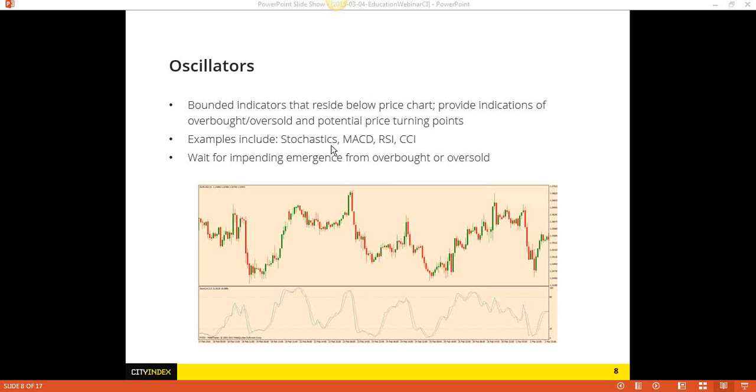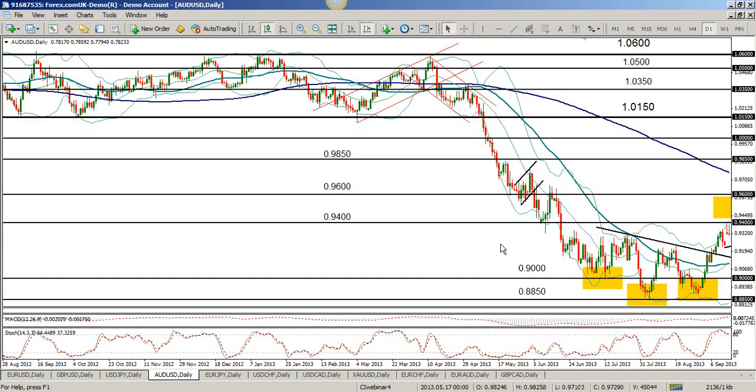But basically, what I'm using this for, again, is I'm waiting for an emergence from overbought or oversold. I'm not looking for the oscillator to go into overbought or oversold. I'm looking for it to emerge out of. Why is that? And if I'm not making any sense to you, please feel free to ask questions. But basically, let me show you exactly what I mean.